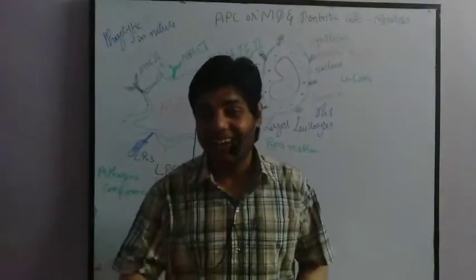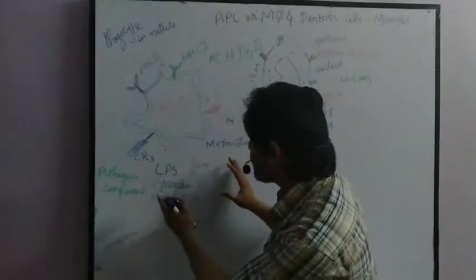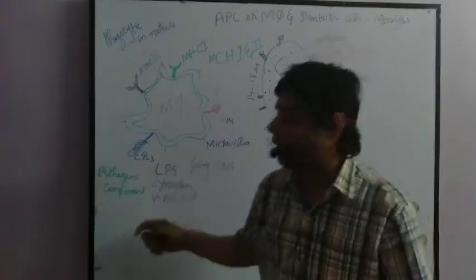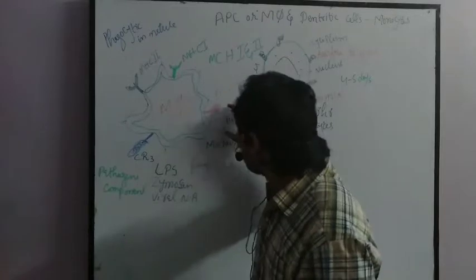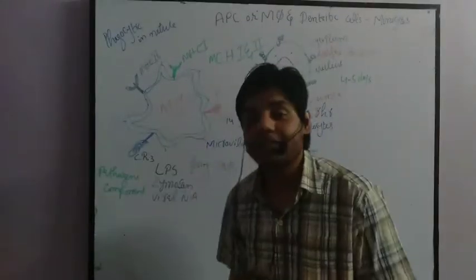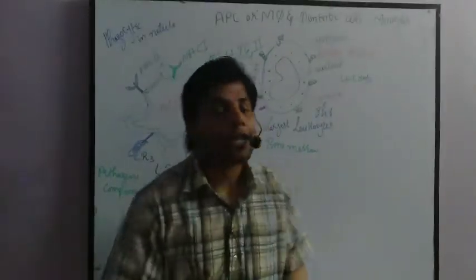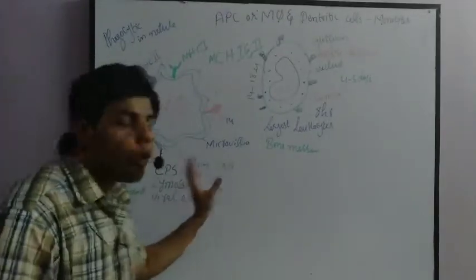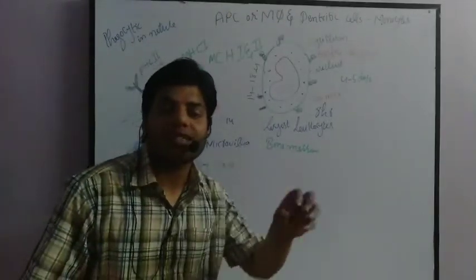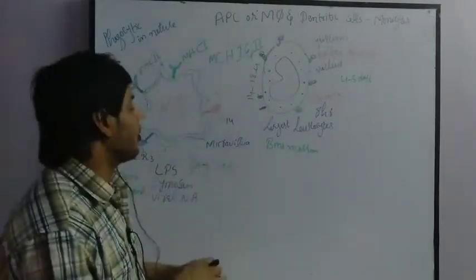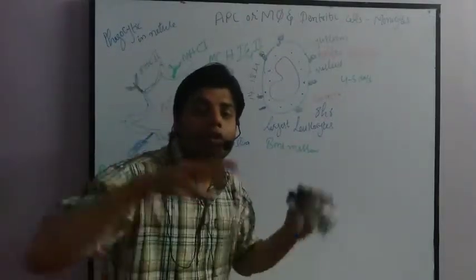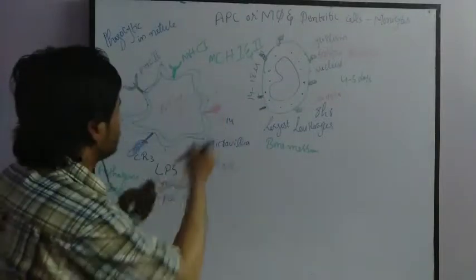Once they recognize these kinds of components, let's suppose whenever they have CD14 and CR3, then both recognize such molecules which are present on the surface or inside the cell. Then what actually happens? They will coat the cell. So let's suppose this is the pathogen.